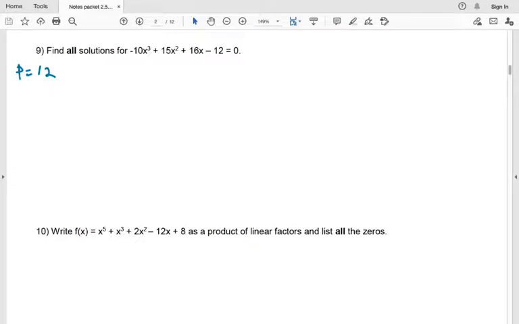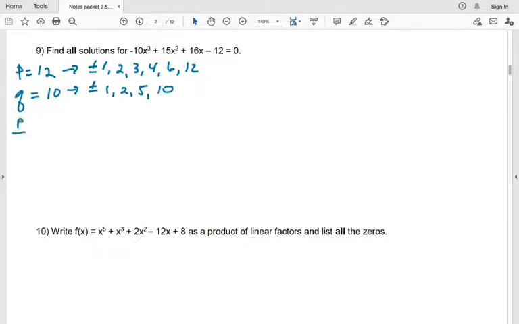And well, now I can't write. And my q-value is 10. All right, so my factors that make up 12 are 1, 2, 3, 4, 6, and 12. The factors that make up 10 are 1, 2, 5, and 10.